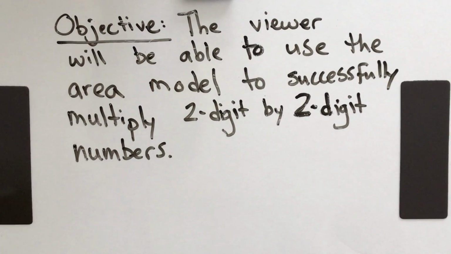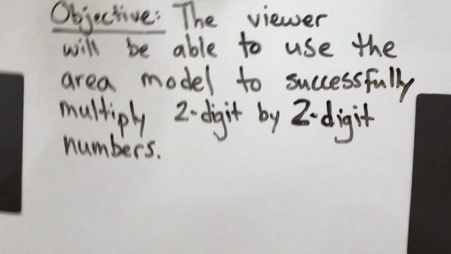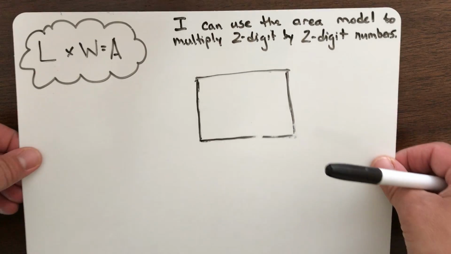Okay, so the objective for today is that the viewer will be able to use the area model to successfully multiply two-digit by two-digit numbers. We're going to start with an easy problem and work our way up to the two-digit numbers.